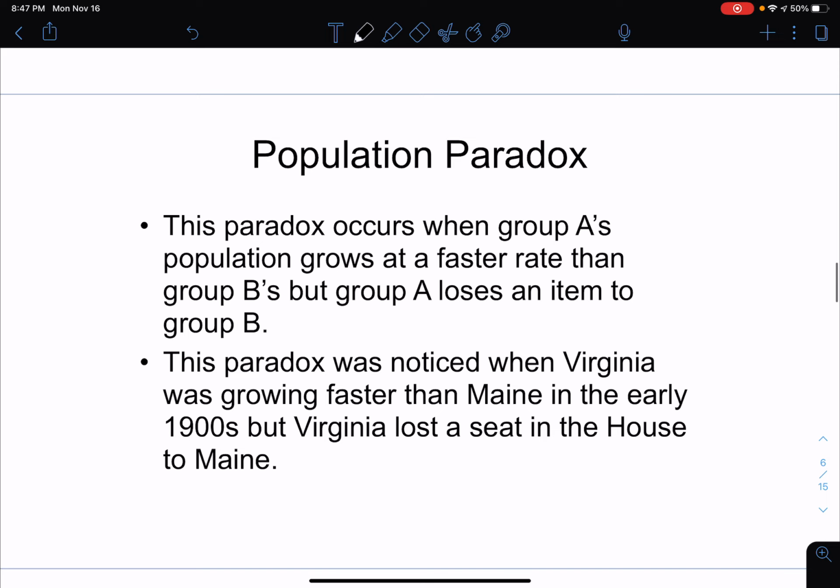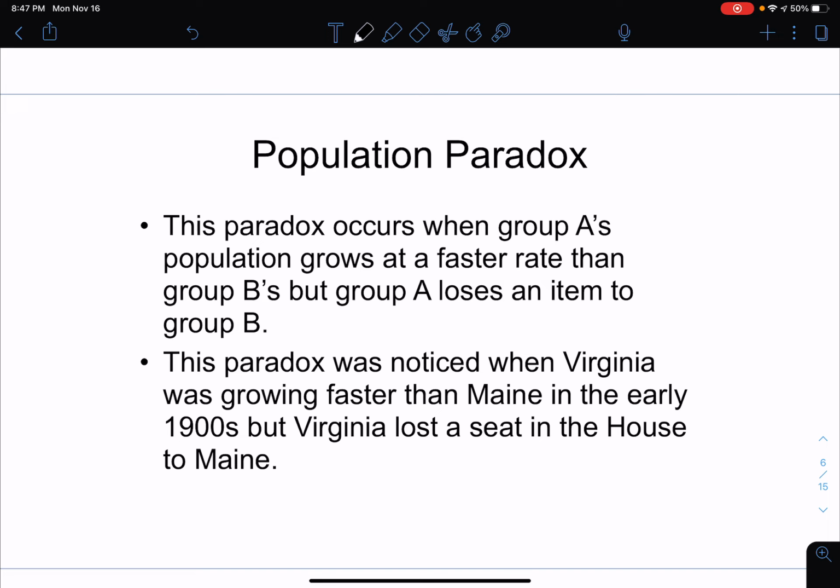All right, next paradox, population paradox. This paradox occurs when Group A's population grows at a faster rate than Group B's, but somehow Group A loses an item to Group B. All right, it's not saying that Group A is necessarily bigger or fast or better. It's not saying that Group B is bigger. But what it's saying is that we're looking at the rate of growth, how quickly somebody's gaining like a population.